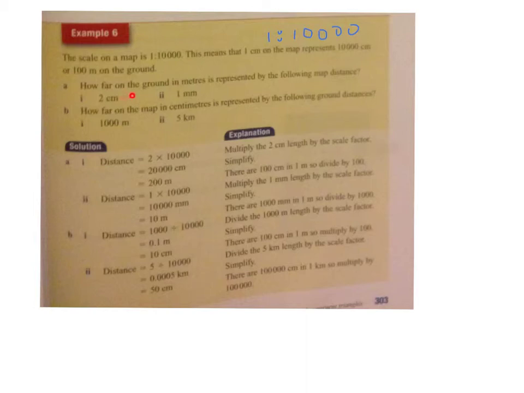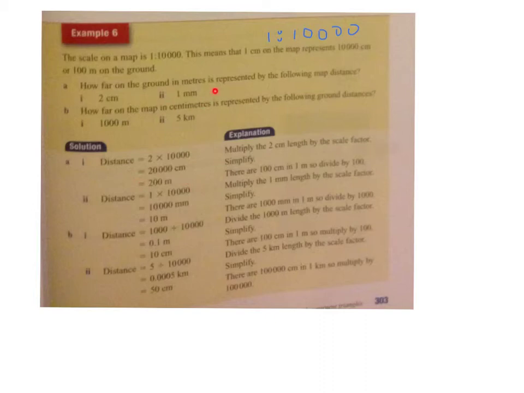So how far on the ground in metres represents the following map distance? If we have 2 centimetres, we simply times it by our 10,000, because that's our ratio. So 2 times 10,000 is 20,000 centimetres. Then we have to convert 20,000 centimetres to something more realistic, 200 metres. We don't tend to talk about centimetres on the ground.